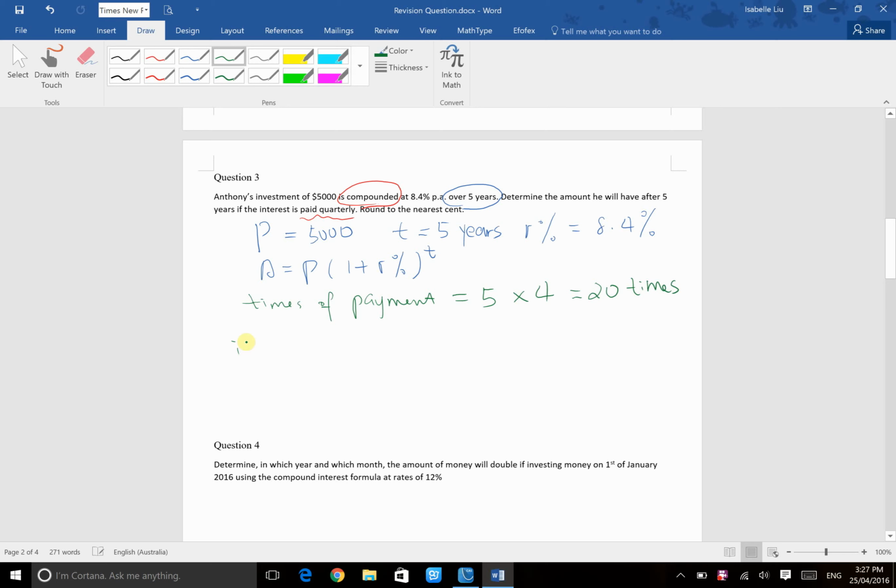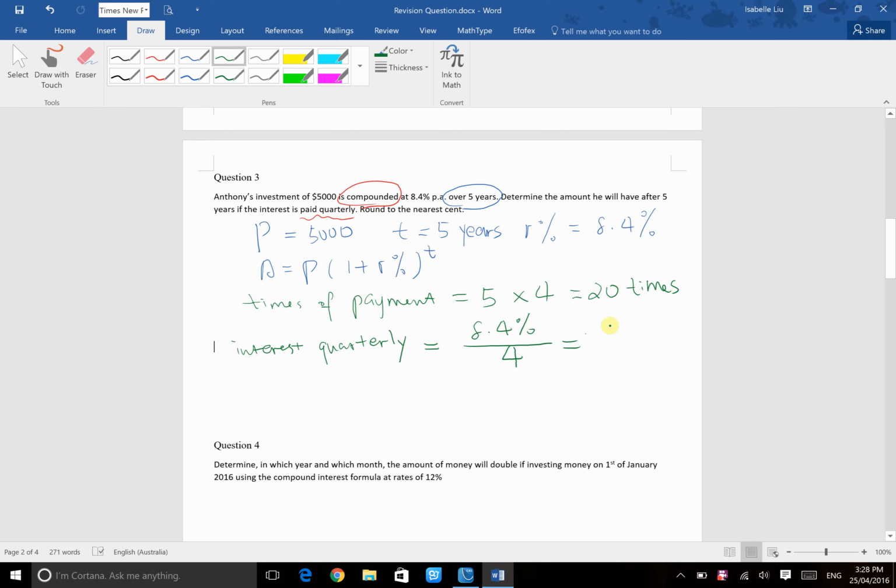What is the interest? Interest quarterly. So what is my quarter interest? For a year, my interest is 8.4%. So for each quarter, I would divide that value by 4.